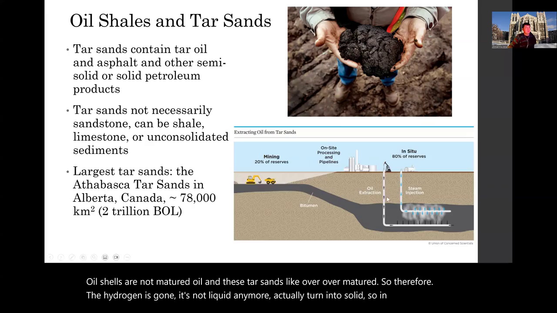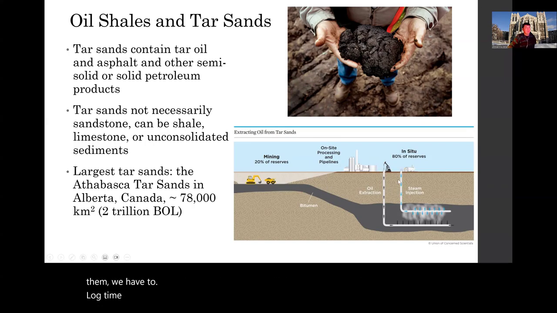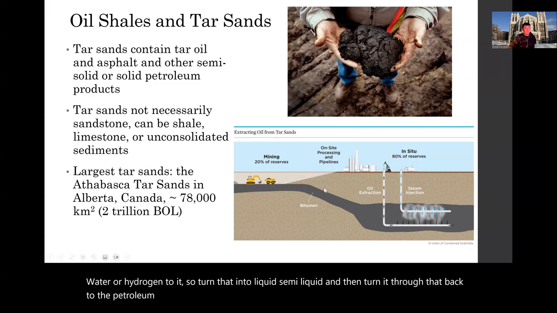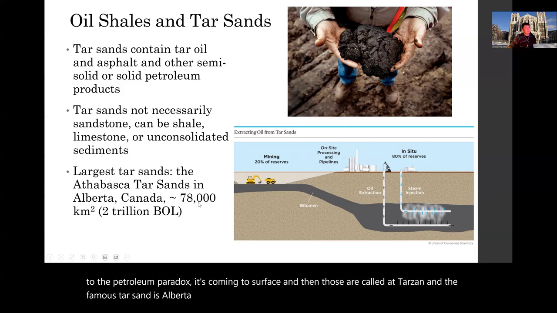So in order to recover them, you have to do a lot of drilling. We use steam, adding more water or hydrogen to it, so we turn that into liquid, semi-liquid, and then turn that back into petroleum products and bring them to the surface. And those are what we call tar sands. The famous tar sand is in Alberta, Canada. It has 78,000 square kilometers.